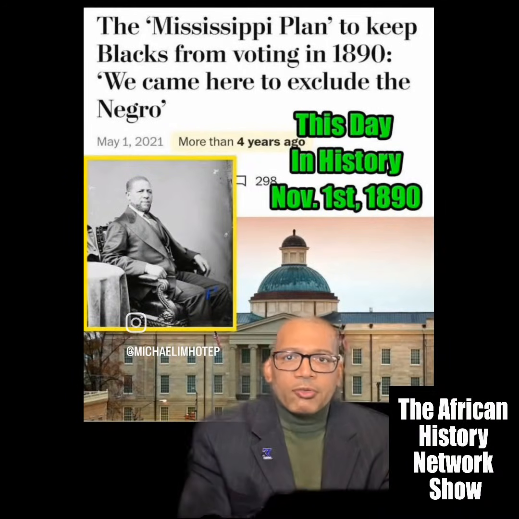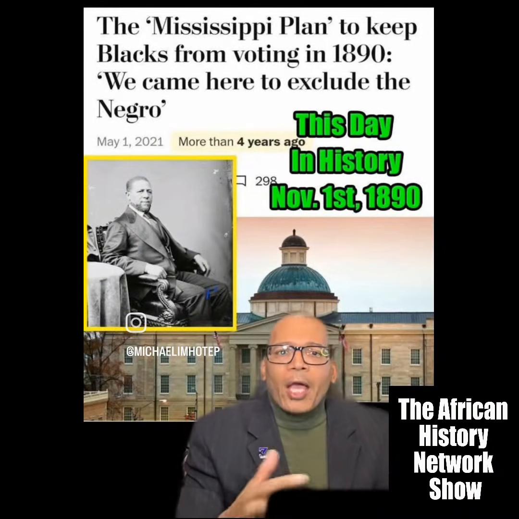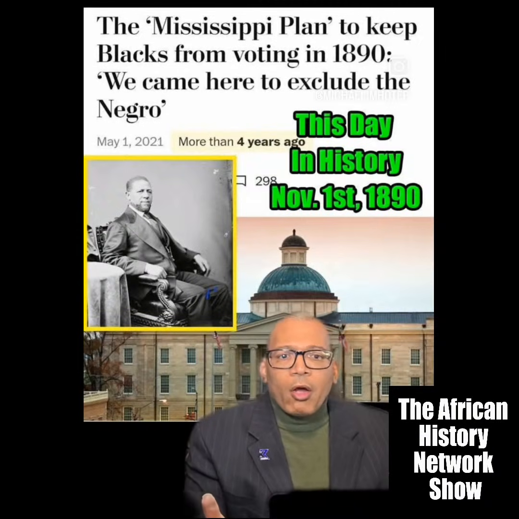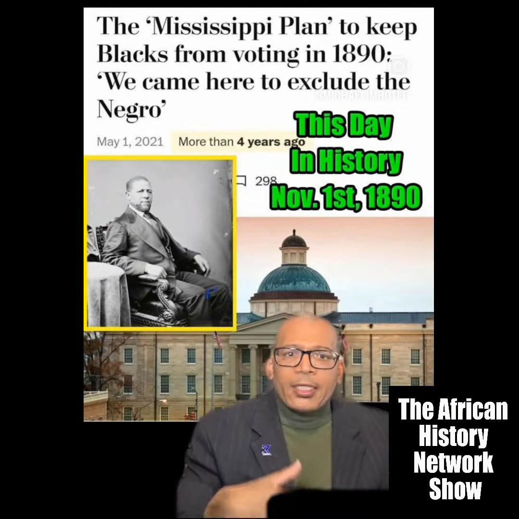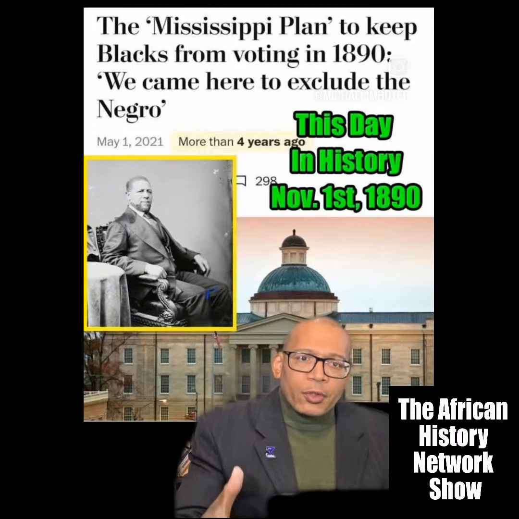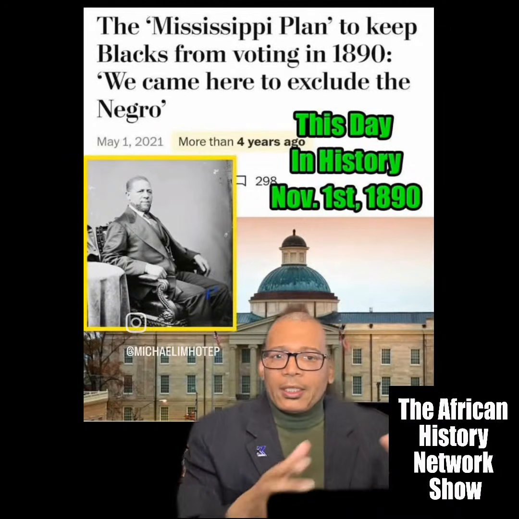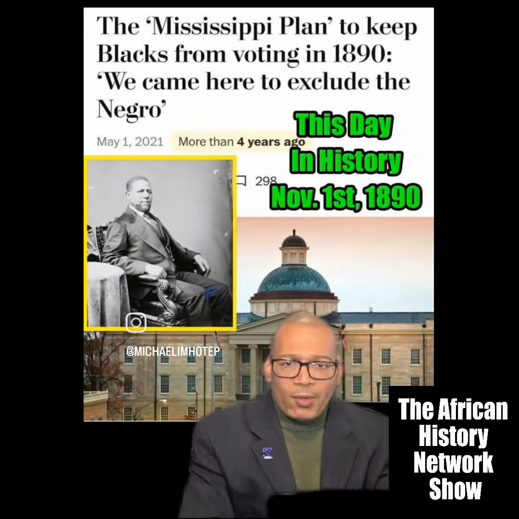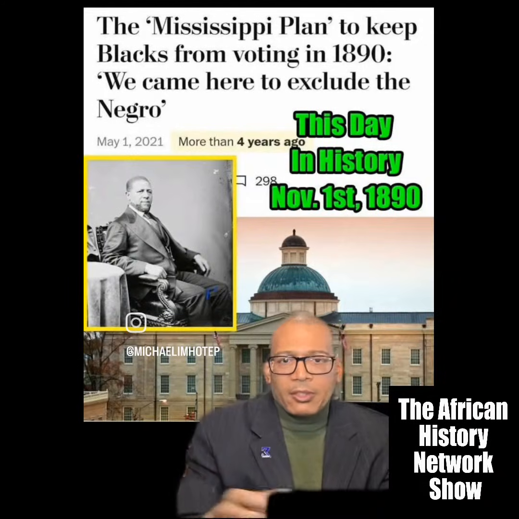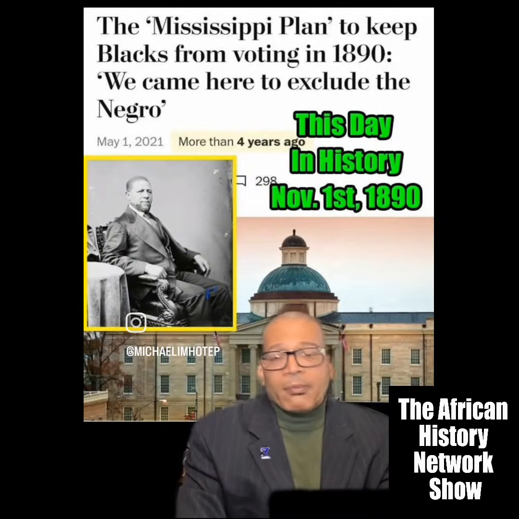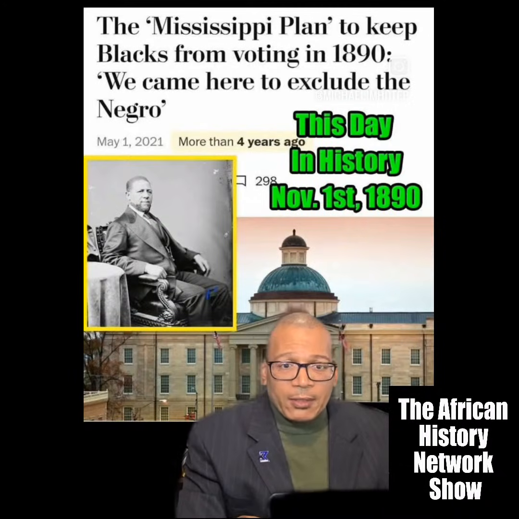Now, the picture that you see here is of Senator Hiram Rhodes Revels of the state of Mississippi. And he was the first African American to serve in either the House of Representatives or the U.S. Senate. And he was elected as a U.S. Senator from the state of Mississippi in 1870.